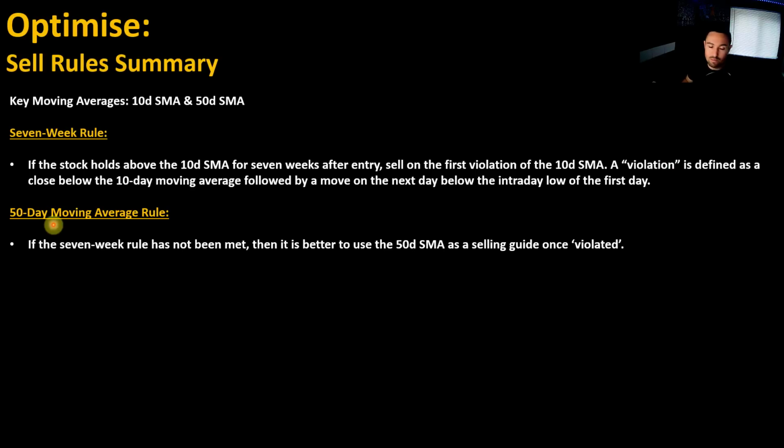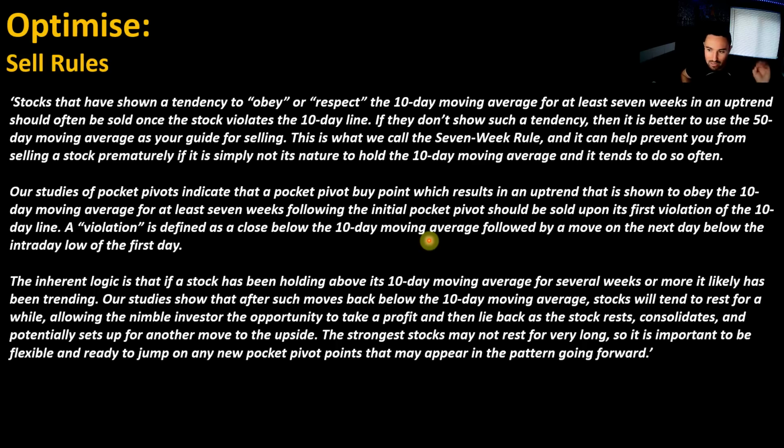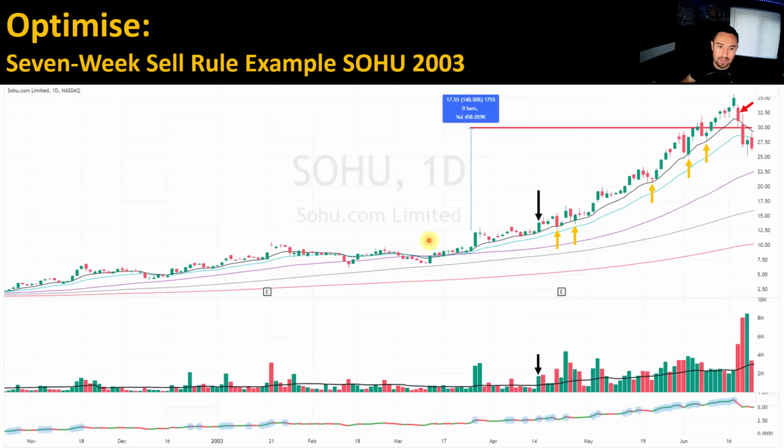Then there's the 50-day moving average rule. If the 7-week rule has not been met, then it is better to use the 50-day simple moving average as a selling guide once violated. So if the stock closes below its 10-day moving average within the first 7 weeks, use the 50-day to sell the position instead of the 10-day. Hopefully that makes sense. If you want to read about it, you can read about it. Let me just show you a chart.